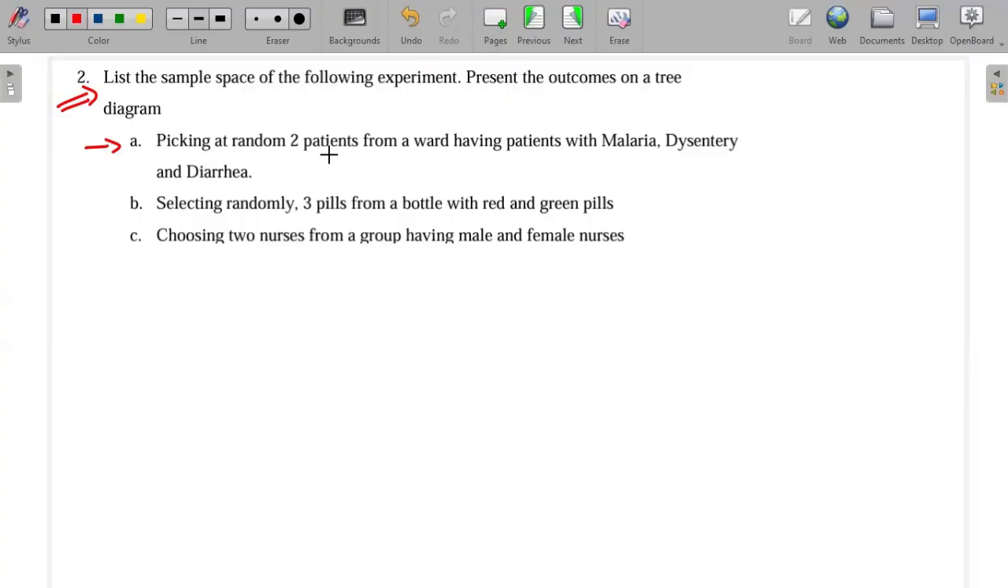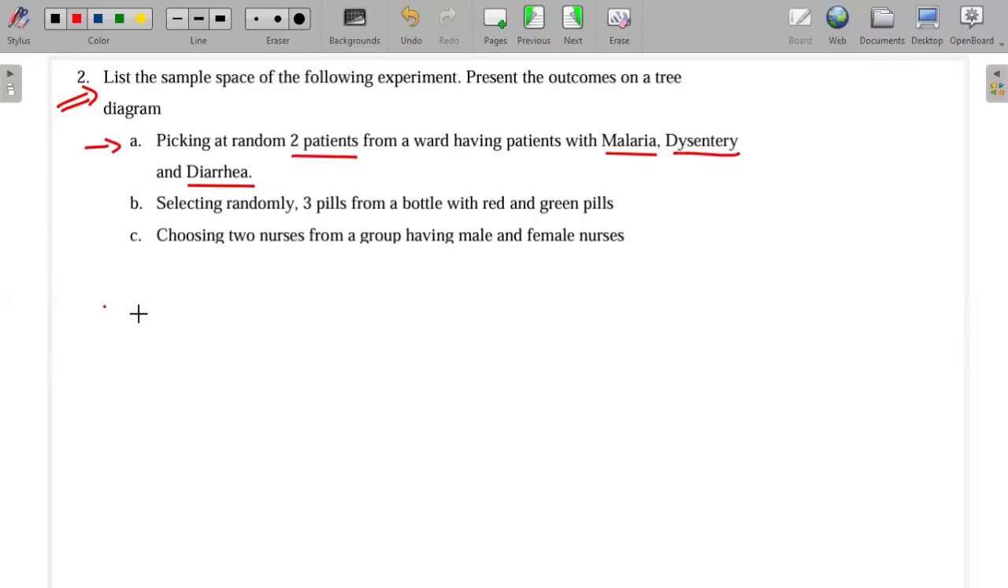picking at random 2 patients from a ward having patients with malaria, dysentery, and diarrhea. So in that ward, some have malaria, some have dysentery, and some have diarrhea. We want to pick at random 2 patients from that ward, come up with the sample space for this event, and also show it on the tree diagram. For those who do not know the tree diagram, it's just a simple diagram that shows the probabilities of an event. Before I answer this one, let's look at this example.